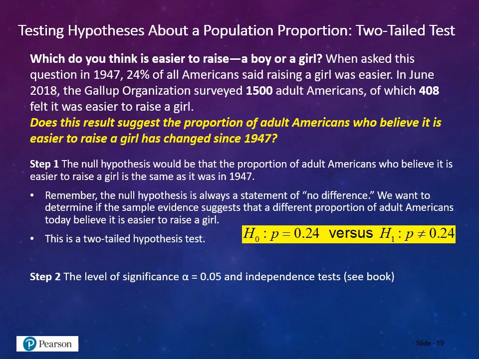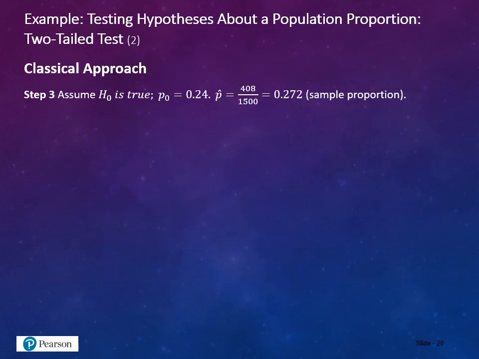And the independence tests, you can look in the book. This is where you see, was it random? Was the sample large enough? Was the sample not too large, greater than 5%, etc. So you can look at the book for those. I'm not going to walk through those steps again. Okay.